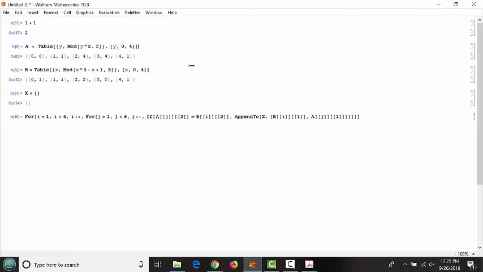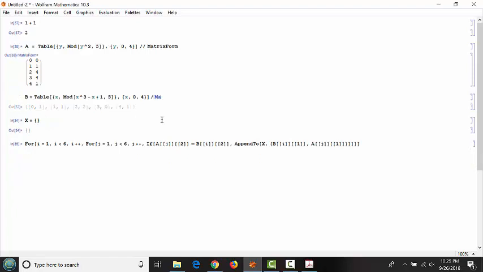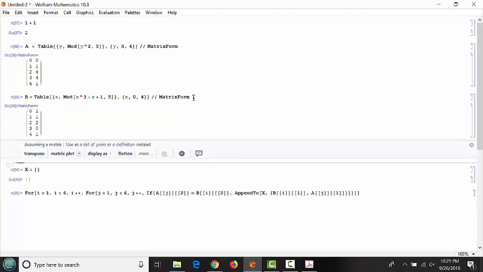I can create this table, and I can even make it look exactly as it did in the set of slides where this is my input and this is my output. I do a similar thing with B here. I make a table of tuples, the first coordinate being the x value and the second coordinate being x cubed minus x plus 1, but again working modulo 5, and do that for all possible x values. And the matrix form just makes it look pretty.